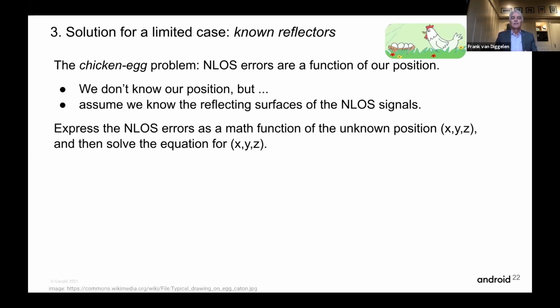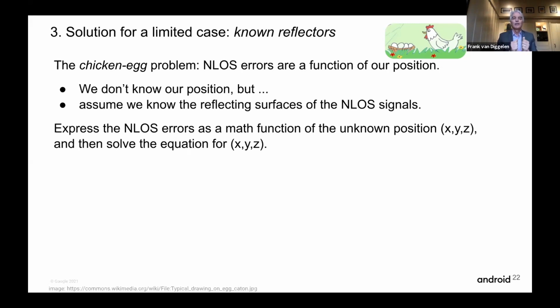So if you knew your position exactly, then you could work out those reflected errors and you could remove them and you could compute your position. So there's the chicken and egg problem. We don't know our position. But that very problem, if you express it in math form, gives you a solution.